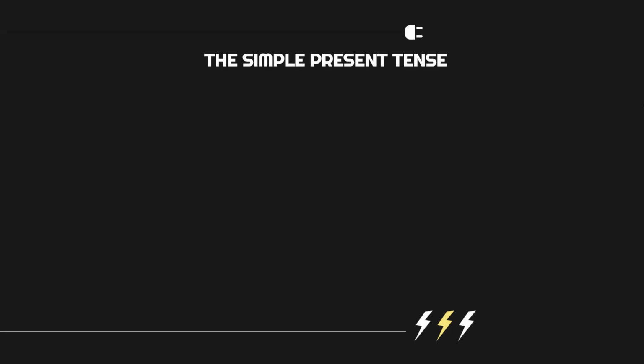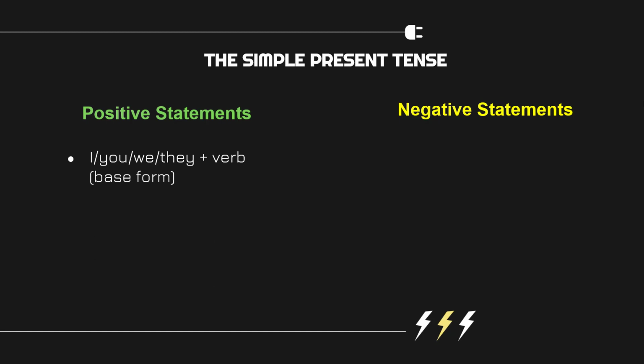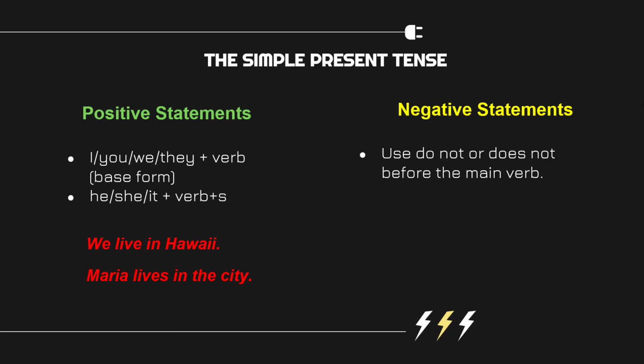The simple present tense. These statements are of two types: positive statements and negative statements. Coming to positive statements. I or you or we or they plus verb. This is the base form of the sentence. We live in Hawaii. He or she or it plus verb can also be used. Maria lives in the city. Coming to negative statements. These statements are called so because they use do not or does not before the main verb. I don't work on Saturday. She doesn't work on Saturday.